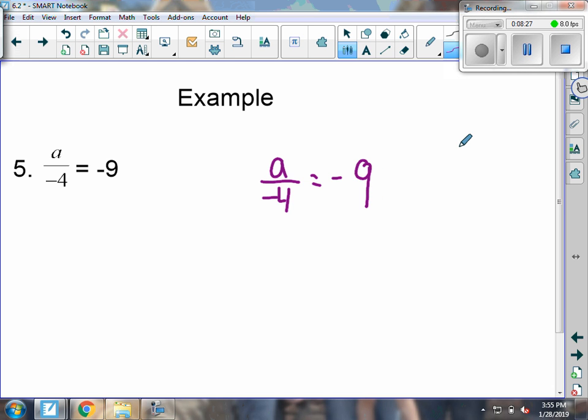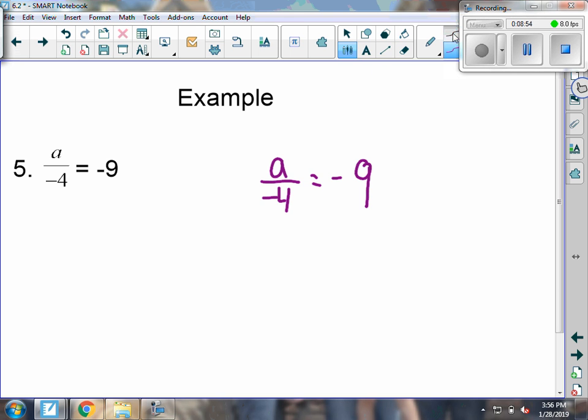Okay, there's something that I say all the time in class. A fraction is another form of a division statement. So when you see fractions, you need to think that's division. So this is a divided by -4. Well, what's the opposite of division? The opposite of division is multiplication. So I need to multiply both sides by -4.